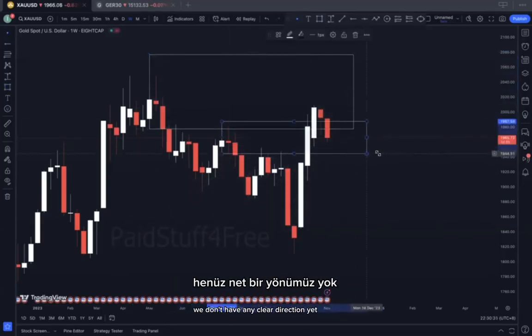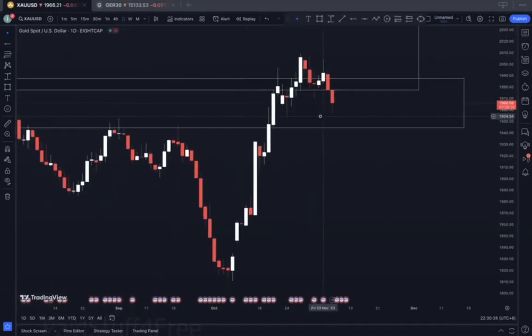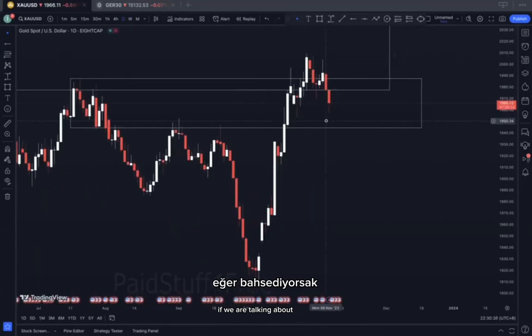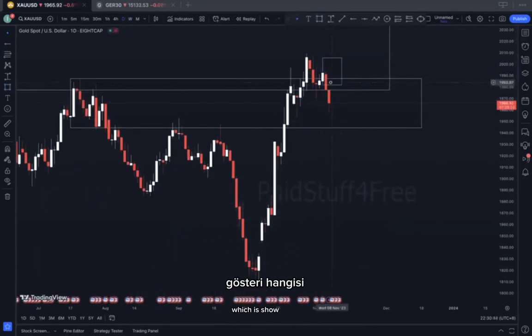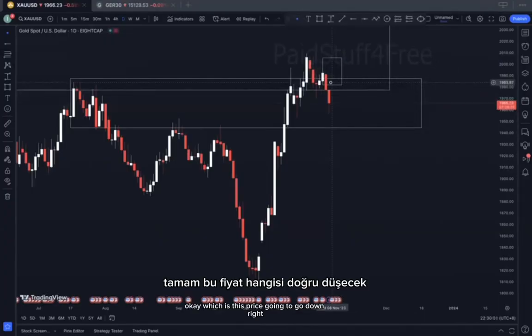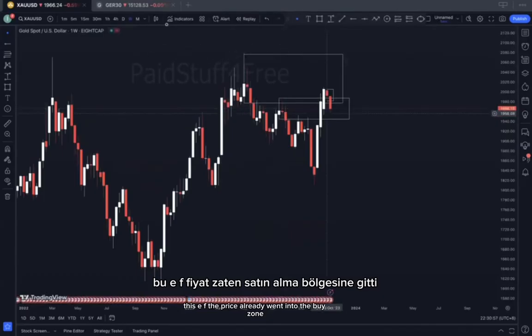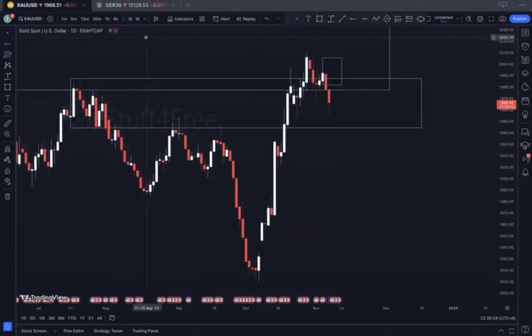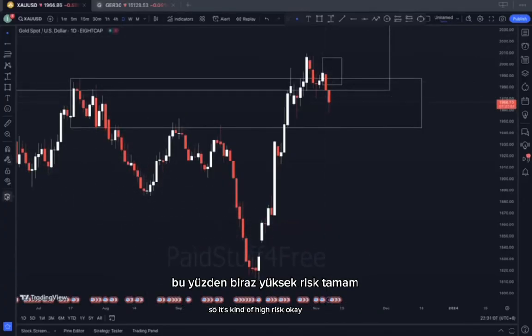We don't have any clear direction yet, because if we see on the weekly, number one, weekly is too close to each other, right? If we are talking about weekly, daily already formed an EG sell, which shows us the price is going to create a reaction, which is this pair is going to go down. But look on weekly, this EF, the price already went into the buy zone. Do you get it? So if you want to sell over here using the weekly direction, it's kind of high risk.